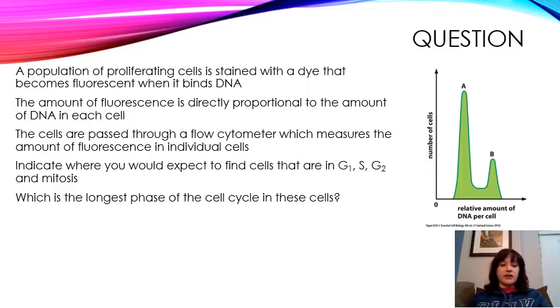And I'd like you to take a minute to indicate where on this graph represents cells that are in G1, S, G2 phase, or mitosis. And then second, to ask yourself, which phase do you think is the longest in these cells? So as you're doing this problem, remember that the amount of fluorescence is directly proportional to the amount of DNA in the cell. So think about, when would a cell ever have more DNA or less throughout the cell cycle? So pause this video, take a minute to try and do this problem.